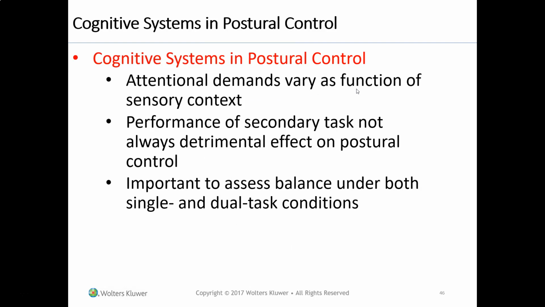And again, attentional demands vary as a function of sensory context. Performance of a secondary task does not always have a detrimental effect on postural control, and it's important to assess balance under both single and dual task conditions. So, have them test the balance while they're just doing one thing, then have them test the balance doing multiple things.